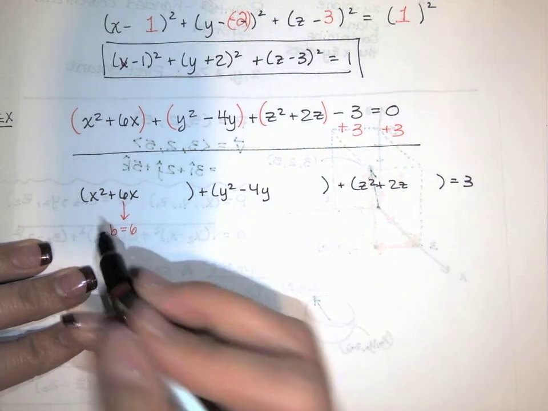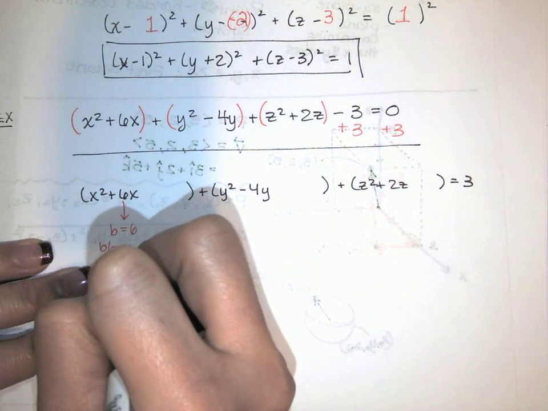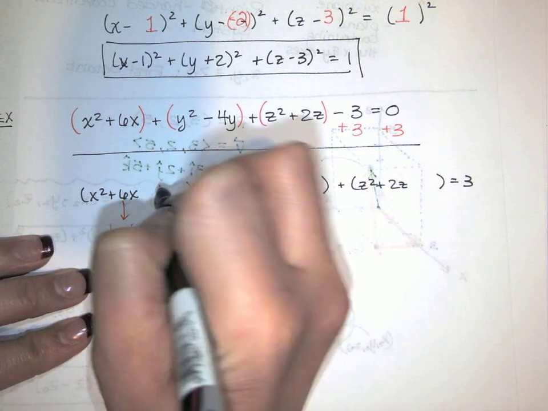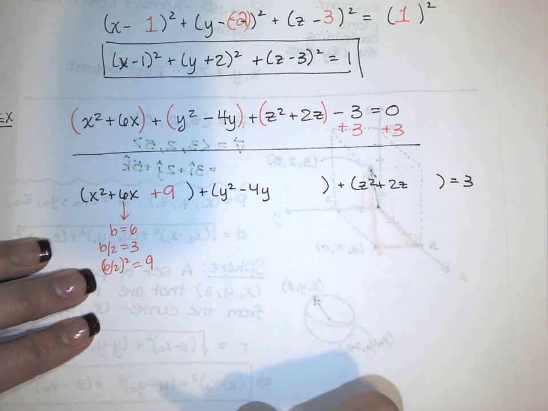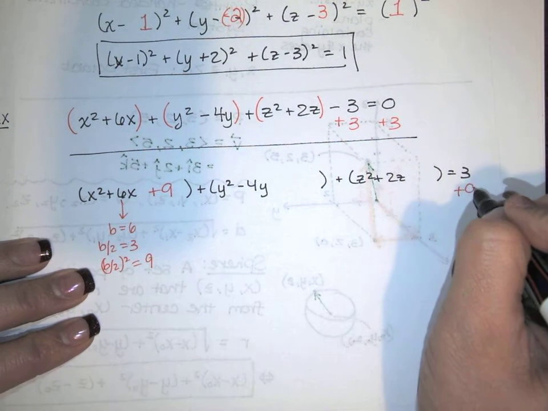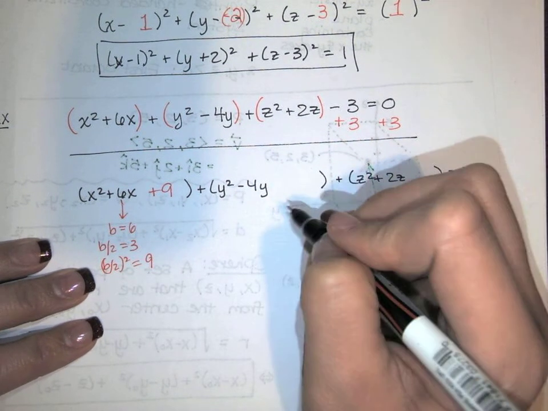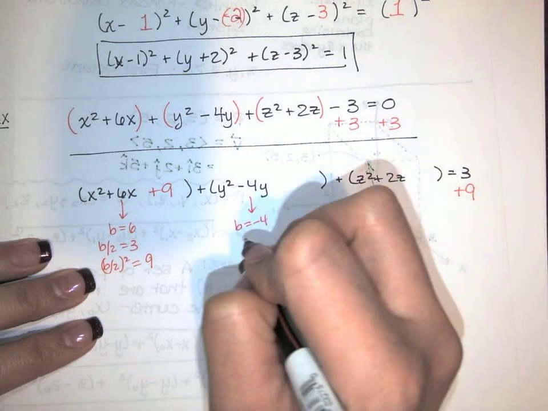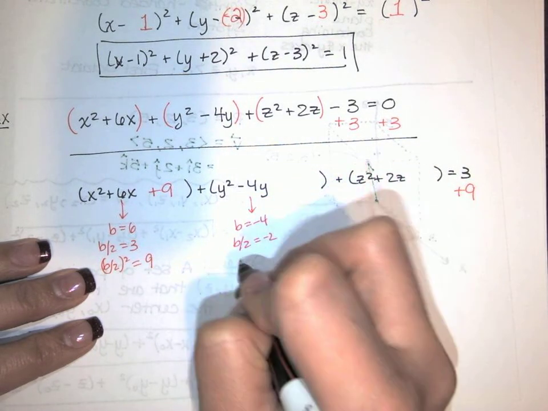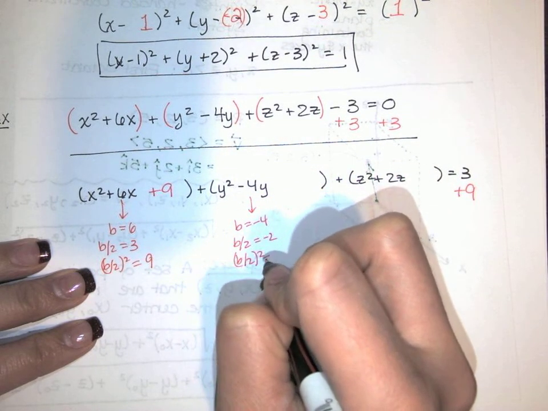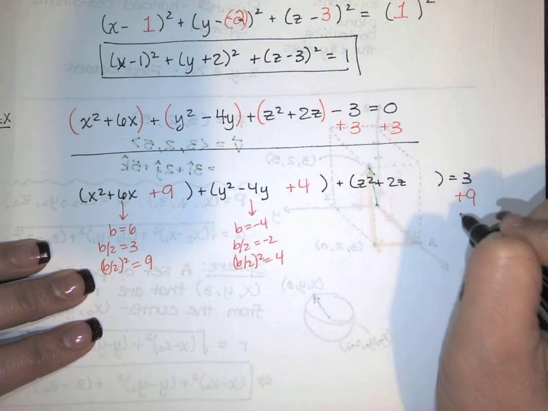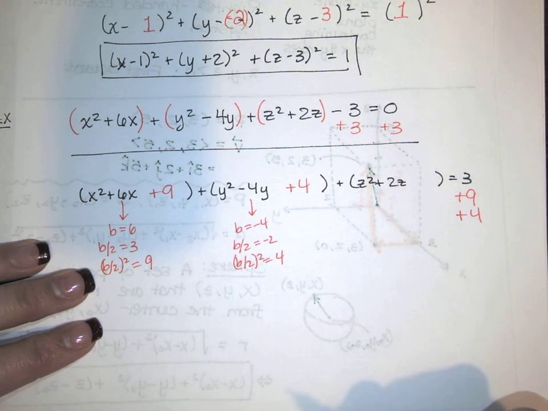So I find out what b is, take half of that, square it. 3 squared is 9. I'm going to add that to this side to complete the square. That's legal as long as I do the same thing on the other side. Then here, there's your b. Take half of it and square it. -2 times -2 is +4. Add 4 to complete the square. Make sure you add 4 to the other side as well.